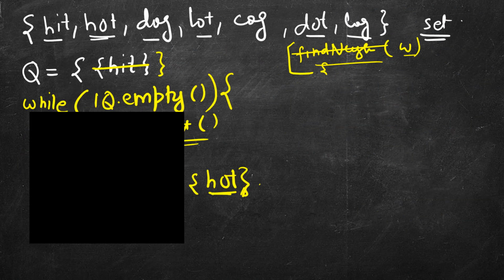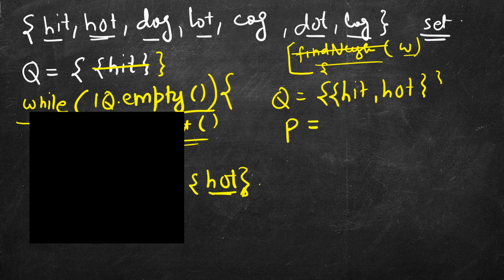So currently it has just one. So the new path will be hit and hot, and this will be pushed to the queue. So now the queue has hit and hot. Now again the queue is not empty, so we will pop this one. So now the path contains hit hot, and this is popped, so this one is gone.